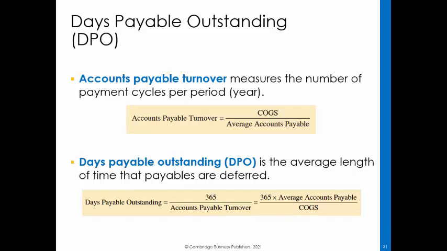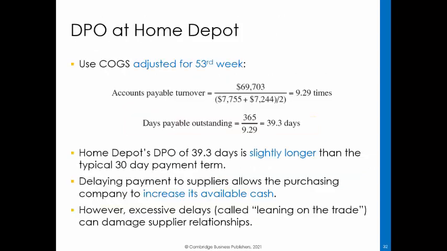Consistent with the ratios we use to analyze inventory, we can calculate accounts payable turnover and days payable outstanding ratios. Accounts payable turnover measures the number of payment cycles in the year, and days payable outstanding measures the average length of time a company takes to pay its suppliers. Before calculating the ratio for Home Depot, we would first adjust cost of goods sold for the 53rd week.